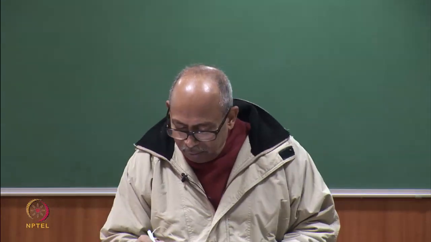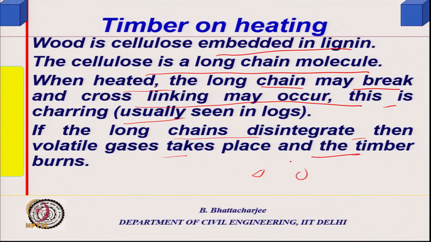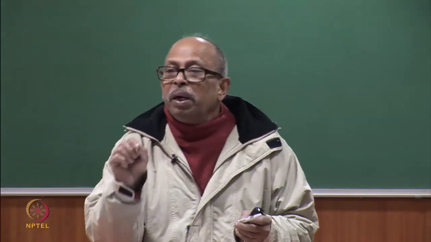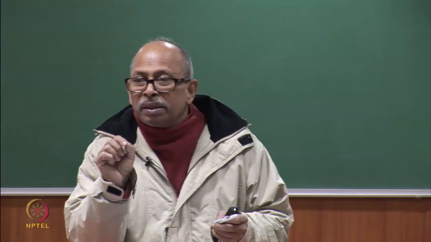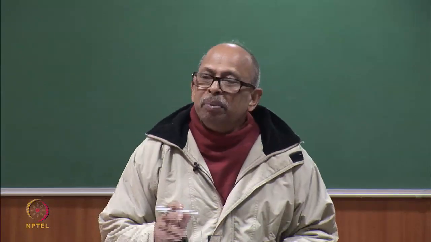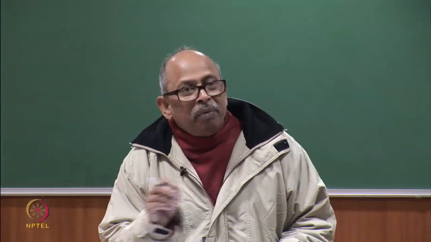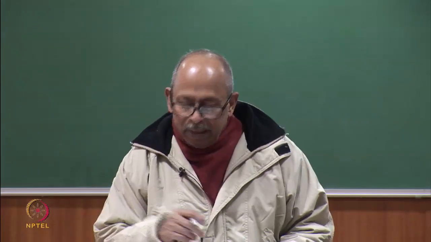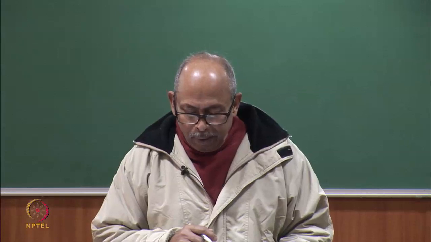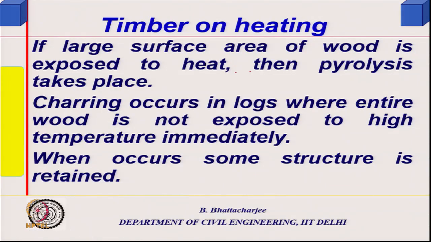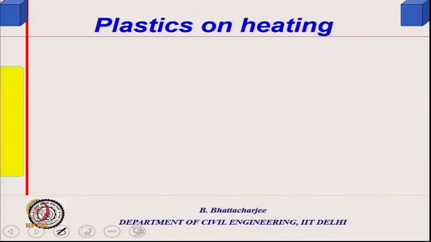If it is in small pieces, then charring would not occur, because the surface area is very large and heat would reach almost all parts of the wood crib or wood pieces. They will all get disintegrated simultaneously, but in a log, the surface gets charred before heat can enter inside, and that is why this sort of behavior. So, if a large surface area of wood is exposed to heat, then pyrolysis takes place. Charring occurs in logs where the entire wood is not exposed to high temperature immediately. When it occurs, some structure is retained.